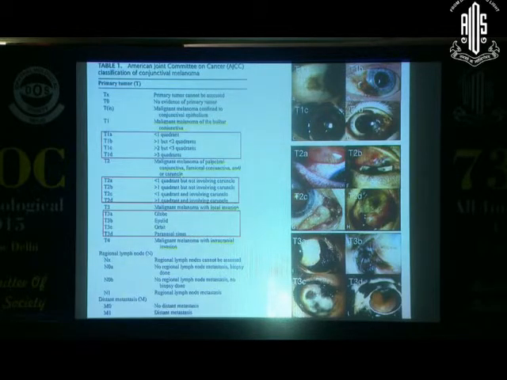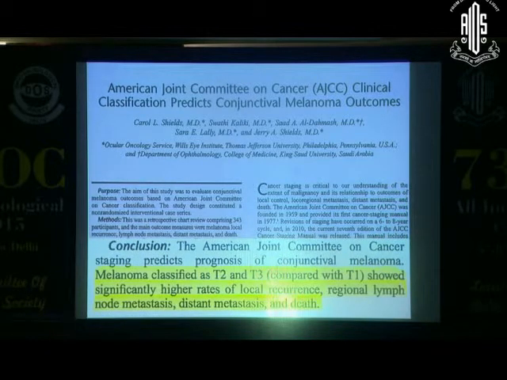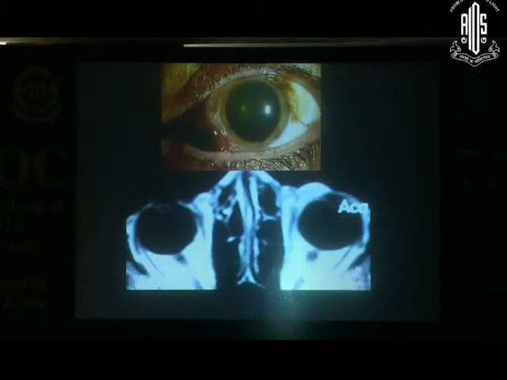It is also classified into the AJCC classification. Now, this basically depends upon where the tumor is located. Bulbar, T1. If it is located in the palpebral conjunctiva, fornix, and caruncle, T2, and if it is with local invasion, T3. And depending upon that, you actually classify into 1A, B, C, depending upon the quadrants. I'm not going into detail. So depending upon the AJCC classification, it has been seen that T2 and T3 have higher rates of local recurrence, lymph node metastasis, distant metastasis, and death.